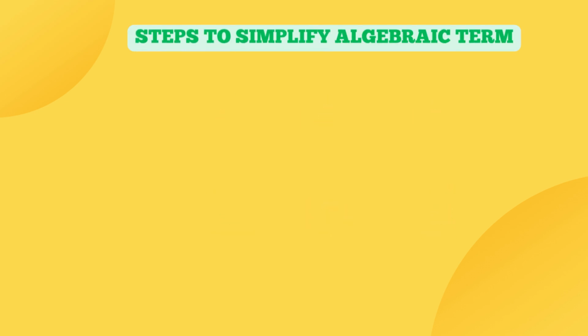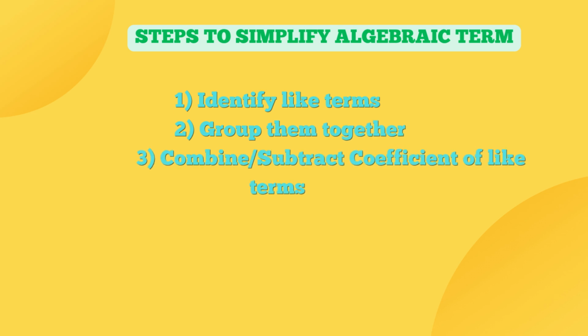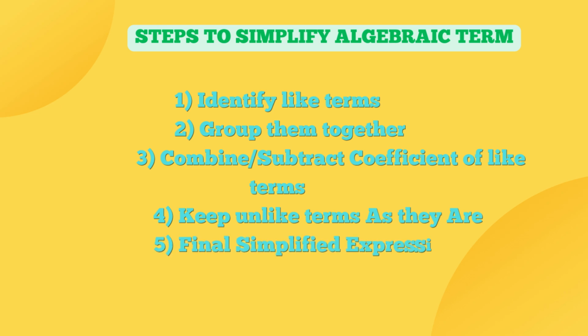Here is the step-by-step process for simplification. First, we have to identify like terms, then group them together. Next, combine or subtract the coefficients of like terms. Next, keep unlike terms as they are. And finally, we will get our simplified expression.